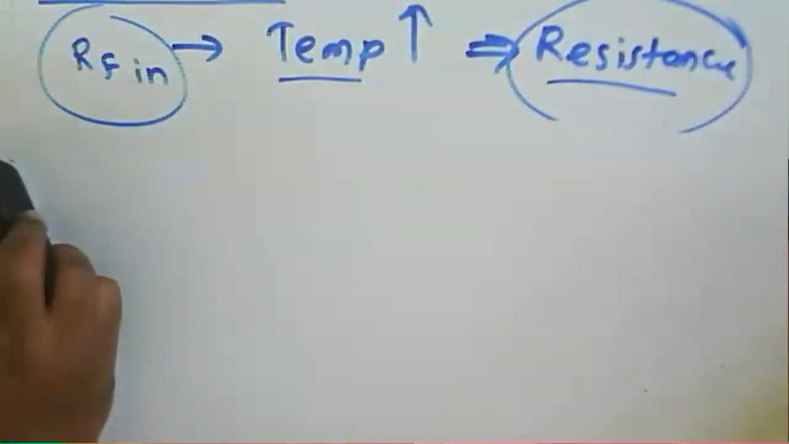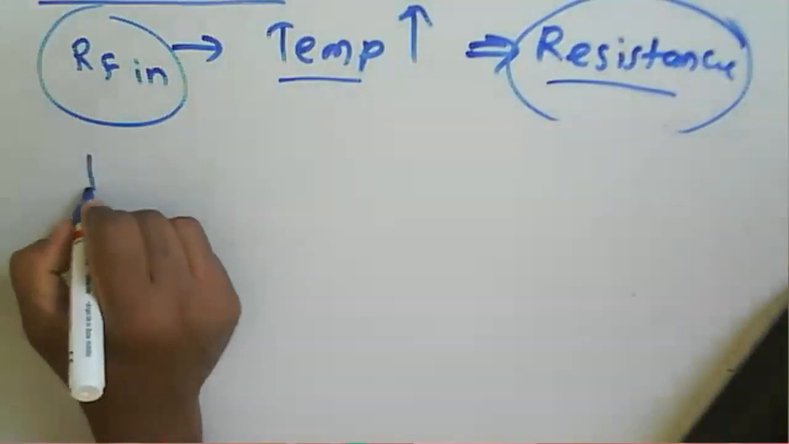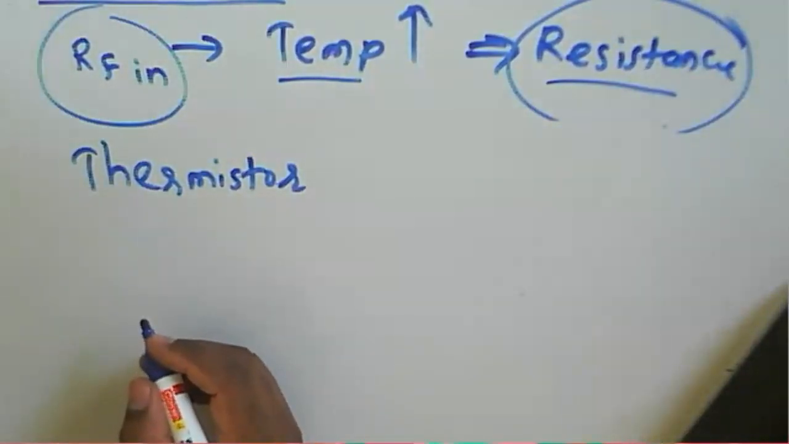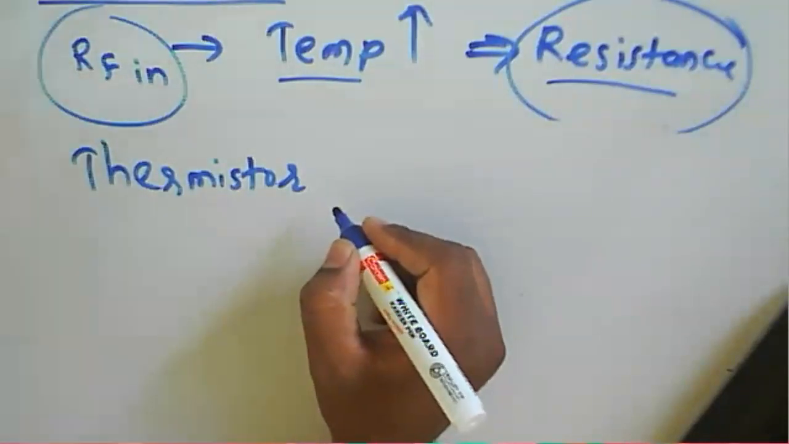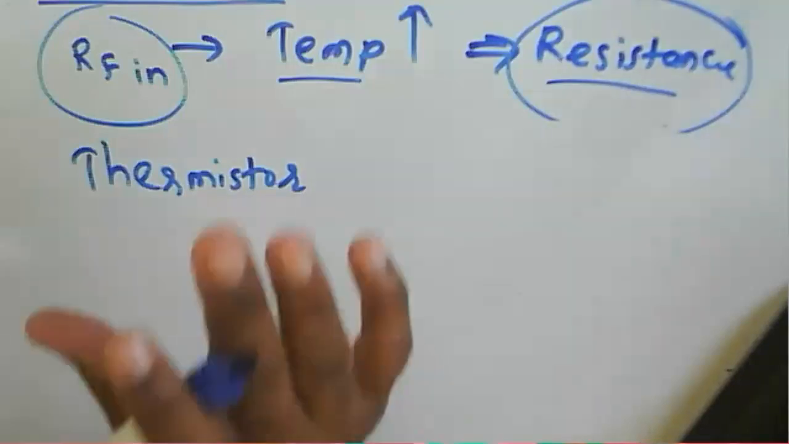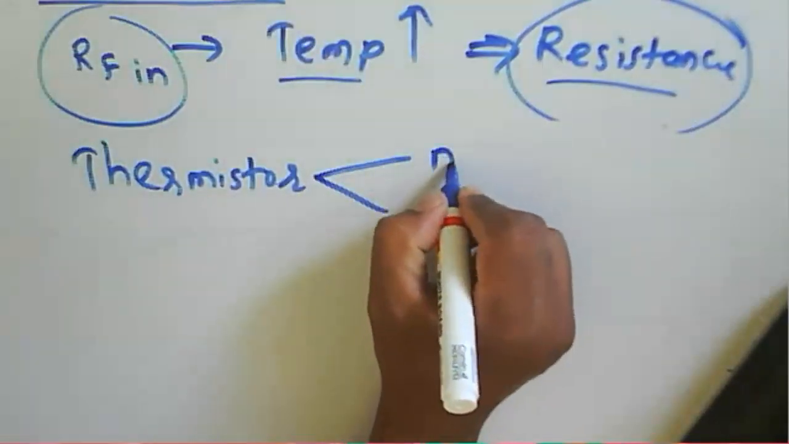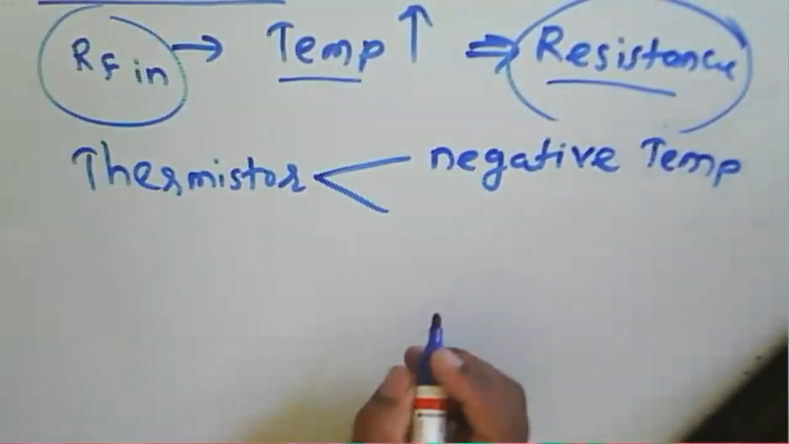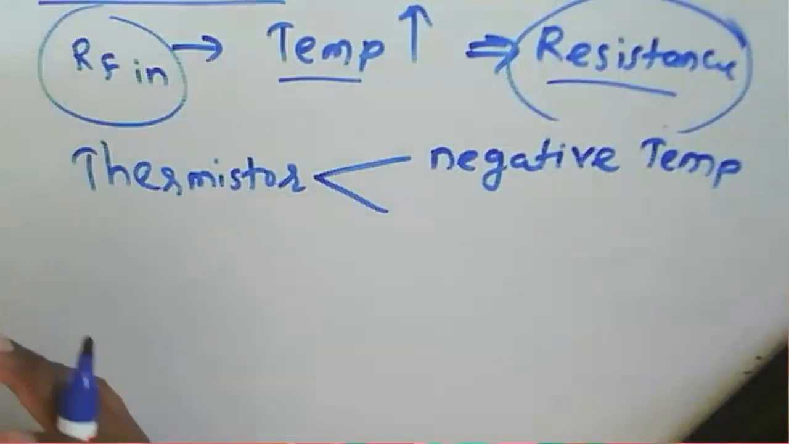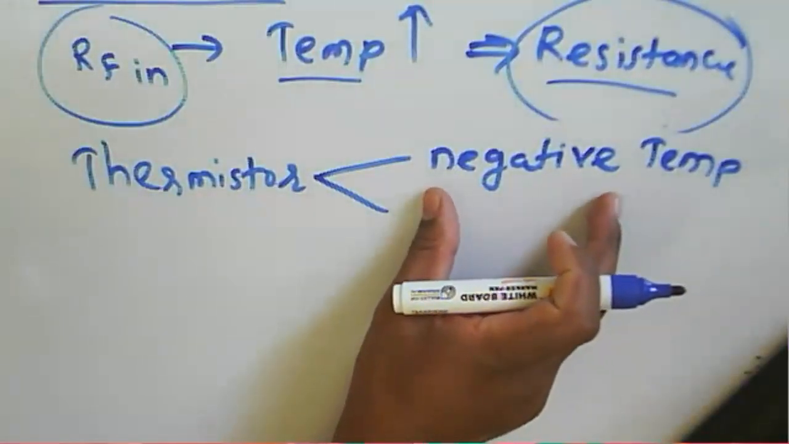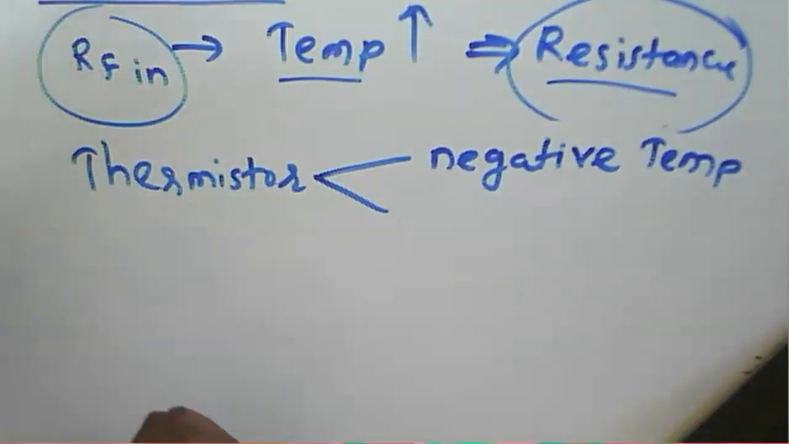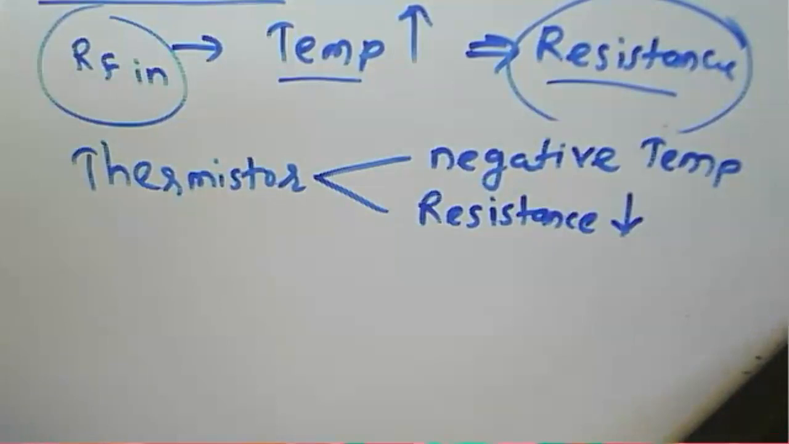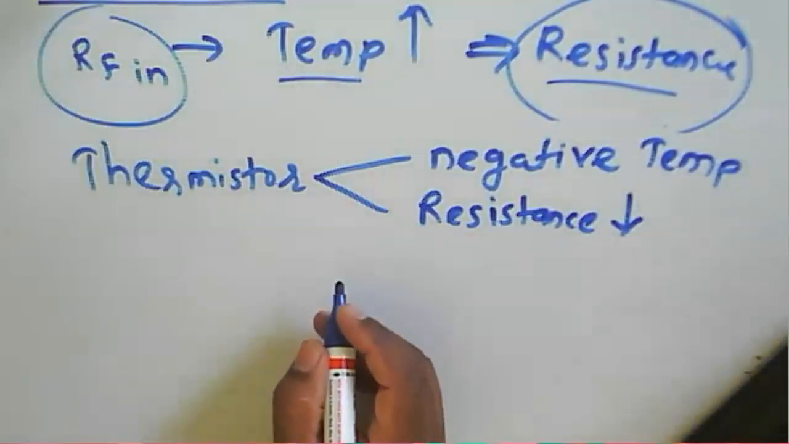Next is the thermistor. Sorry, a barometer has a positive temperature coefficient, and a thermistor has a negative temperature coefficient. Thermistor is about a negative temperature coefficient, because when we apply the RF input, the temperature increases, but there will be a decrease in the resistance. So that's why we can say it is a negative temperature coefficient, and the resistance decreases when we apply the power.